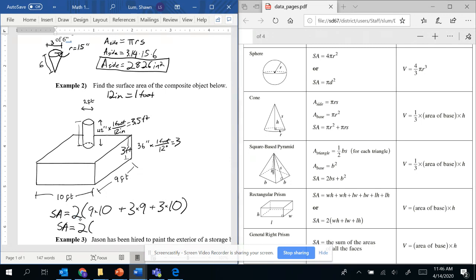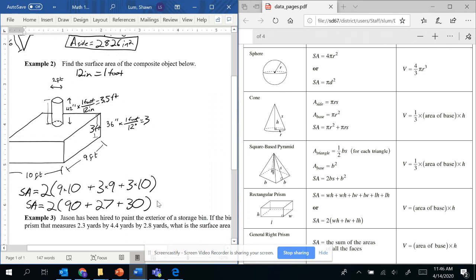So surface area equals, and I'm again just using this formula over here, 2 times, and I'm going to do inside the brackets first. 9 times 10 is 90, plus 3 times 9 is 27, plus 3 times 10 is 30. Then I'm going to add all these things up together. So the surface area for this box is going to equal 90 plus 30 is 120, plus 27 is 147.